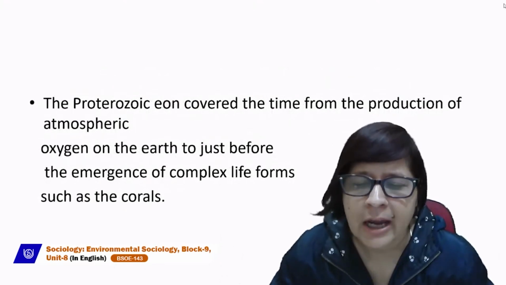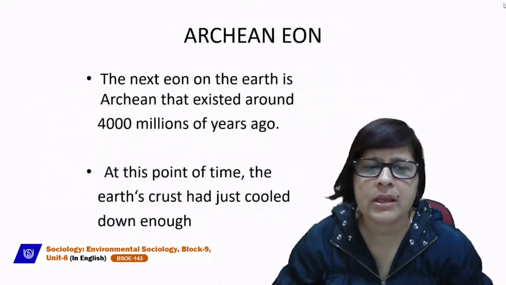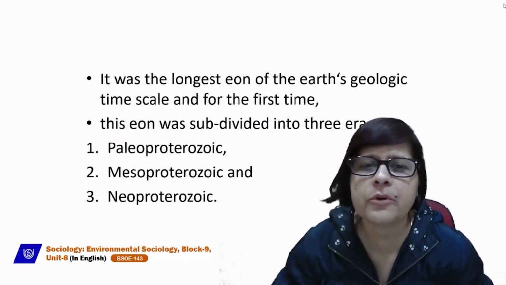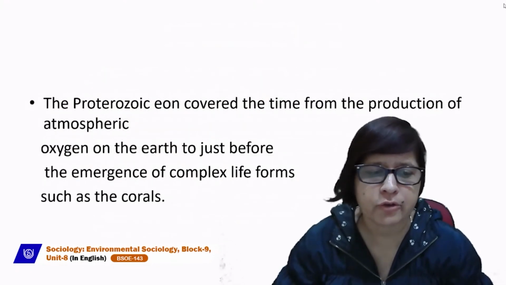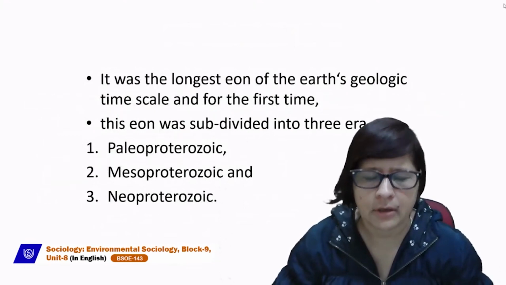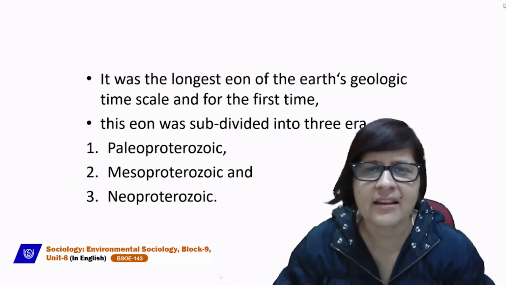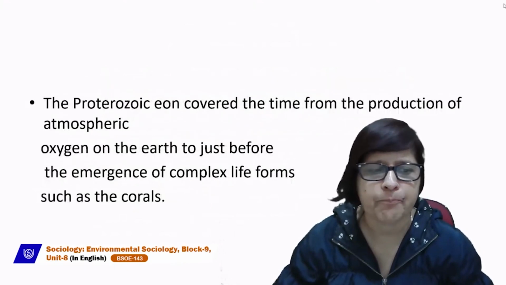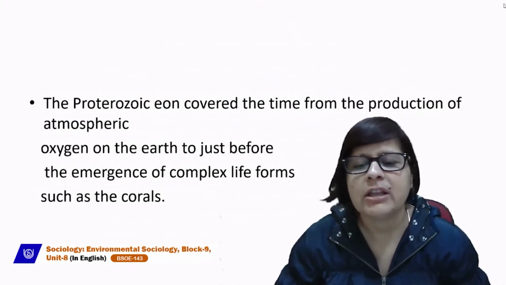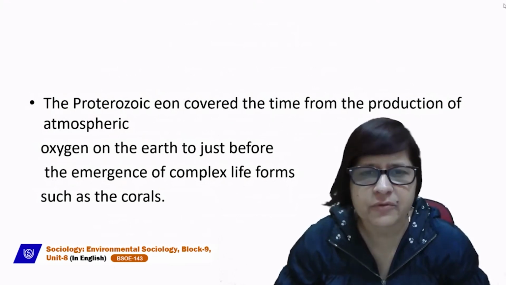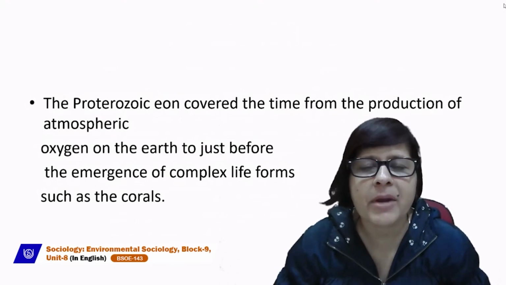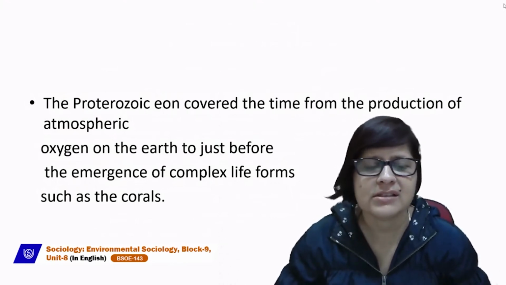So we discussed the Hadean eon, Archean eon, and the Proterozoic eon. For the first time, the Proterozoic eon is divided into three eras: the Paleoproterozoic era, Mesoproterozoic era, and Neoproterozoic era. The Proterozoic eon covered the time from the production of atmospheric oxygen on the Earth to just before the emergence of complex forms of life such as corals.